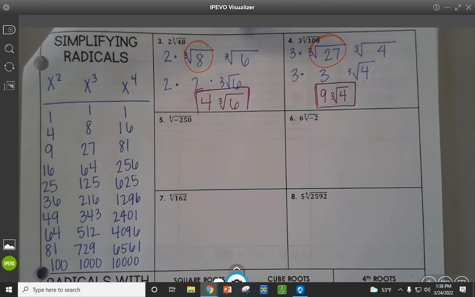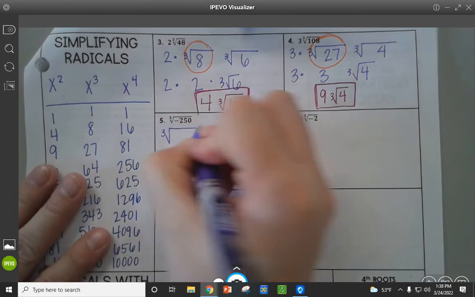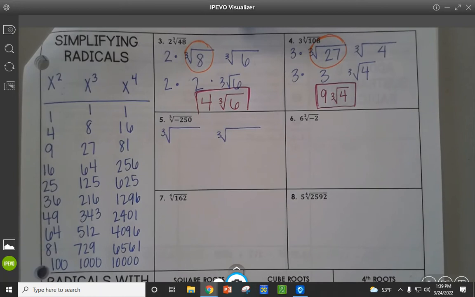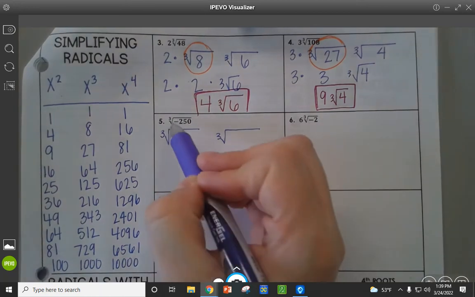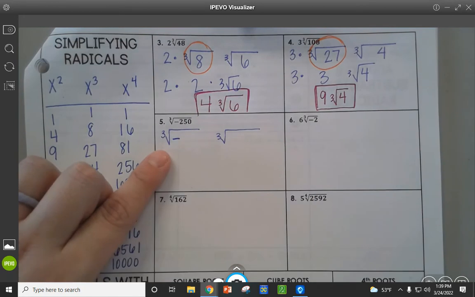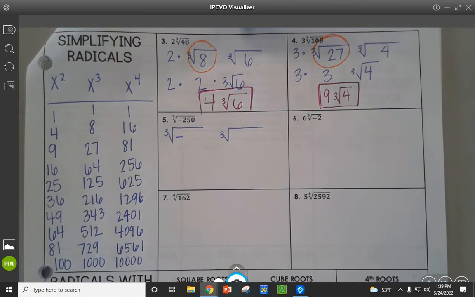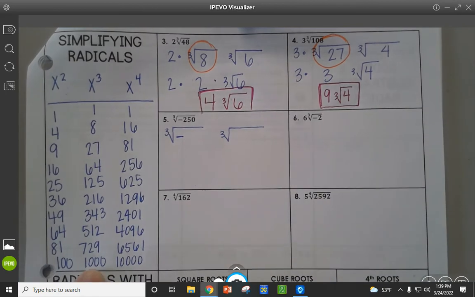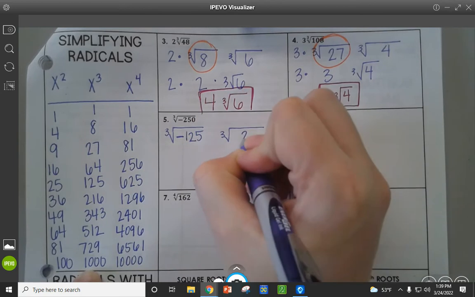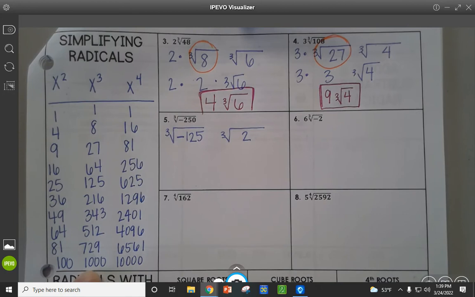All right, number 5, we have the cube root of negative 250. And remember, we can take cube roots of negative numbers, but you need to include that in your perfect cube side. So your negative is going to go over there with your perfect cubes. So what is the largest perfect cube that goes into 250? It's 125 and 2. Negative 125 times 2 is negative 250.